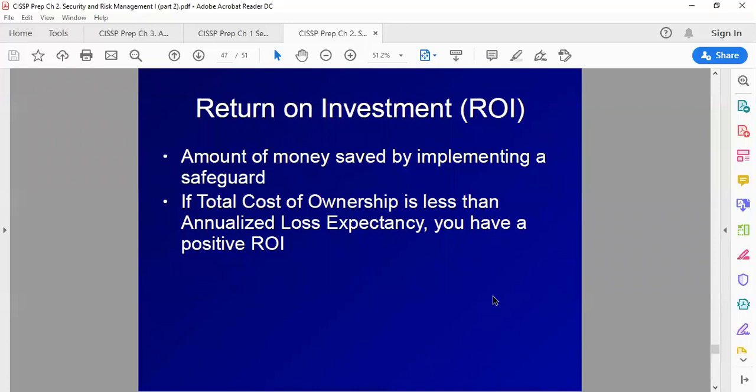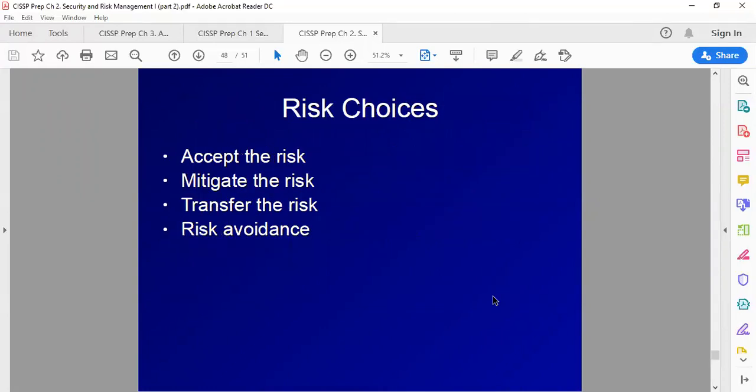Okay, so first of all, you check that if we have to invest the money, how much money are we going to save. And the risk choices are: accept the risk, mitigate the risk, transfer the risk, and risk avoidance.